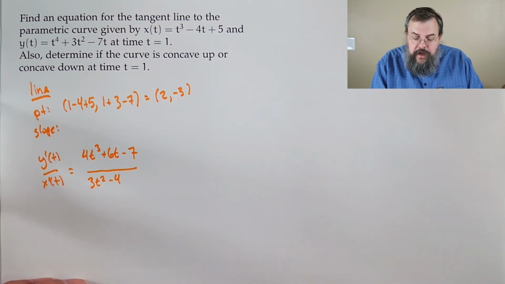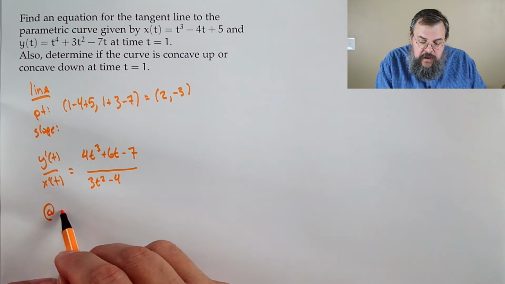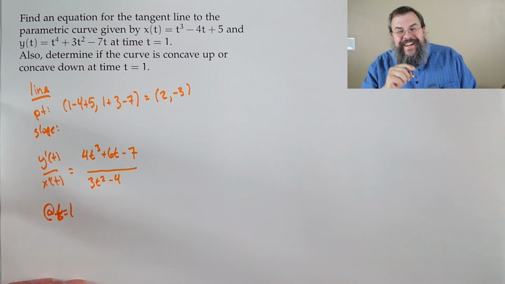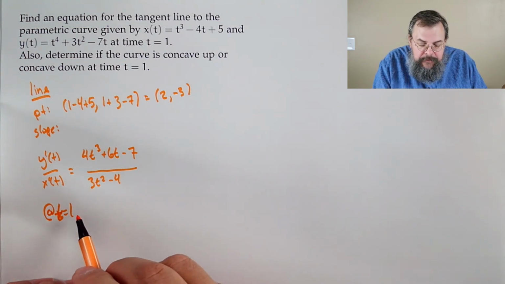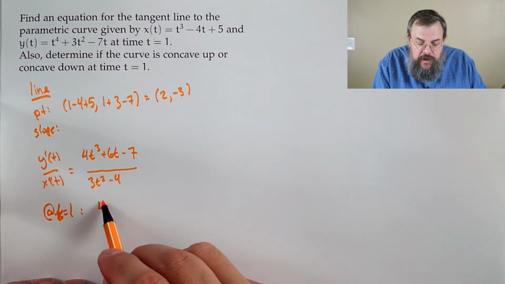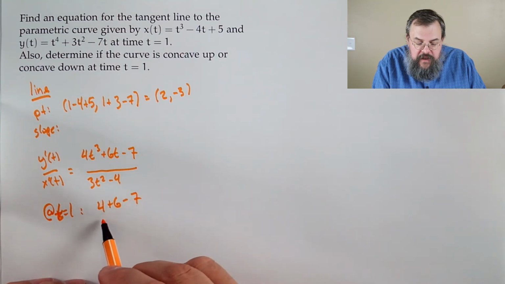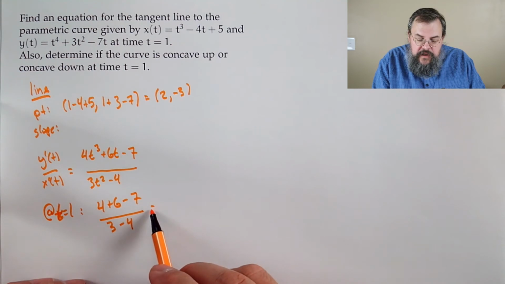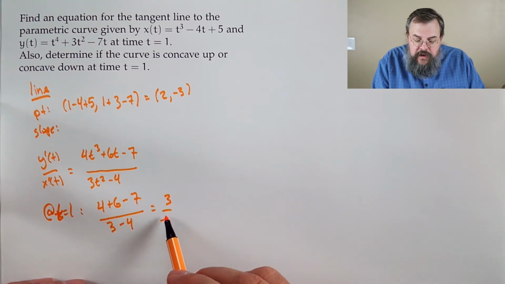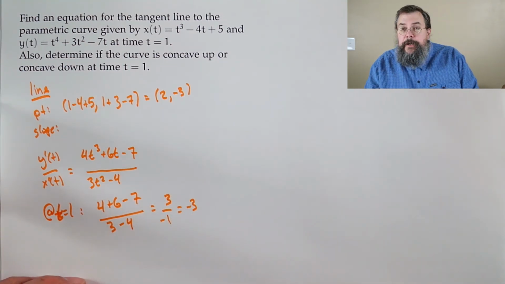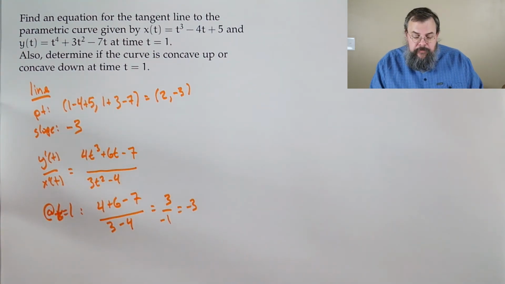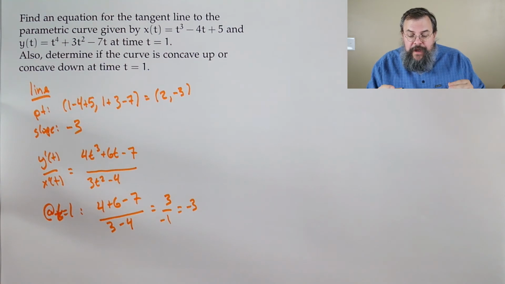And now we're like, okay, great. At t equals 1, what do we have? Well, we get 4 plus 6 minus 7 upstairs and 3 minus 4 downstairs. So that's 10 minus 7, which is 3, over negative 1, or negative 3. So there's our slope, negative 3. All right, well, that's good. Now we have our slope.